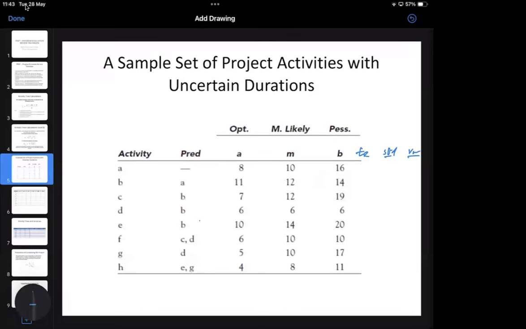What is the formula to calculate the weighted average activity time? A plus 4m plus b divided by 6. Standard deviation of an activity equals b minus a divided by 6. The variance of an activity equals b minus a divided by 6, then get the square value. Don't mix up the 6 and b. This is b on top and 6 at the bottom.